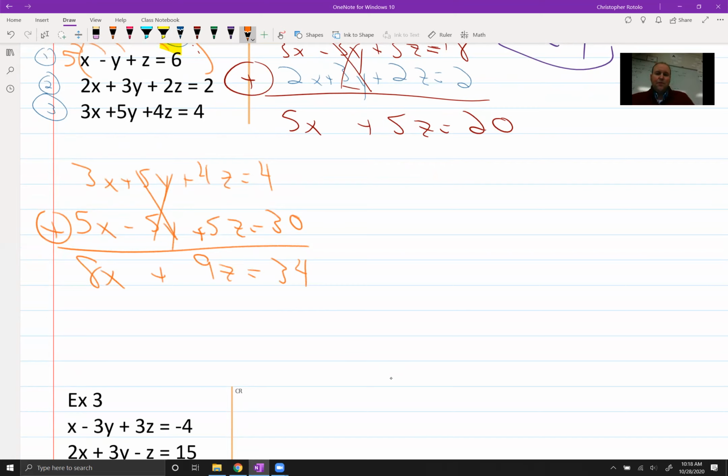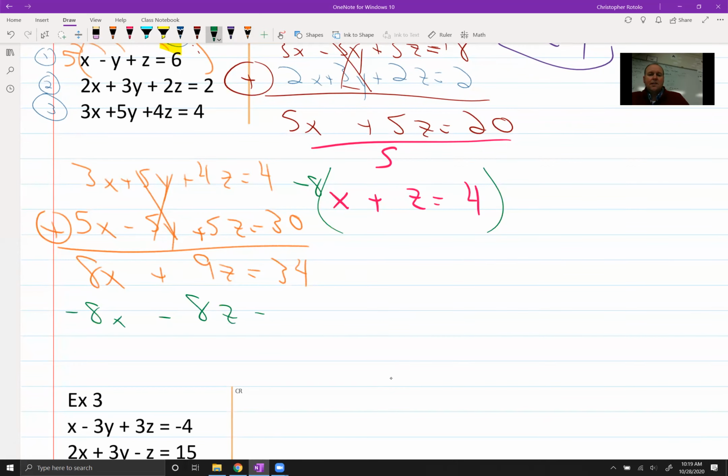Okay. Not our favorite equation to work with, but definitely something we can do. All right, so I have x's, I have 5 and 8. I have z's, I have 5 and 9. All right, hold on. Take a look at this other equation over here, 5, 5, and 20. What can I do to this whole equation? Yeah, let's divide it by 5. So I have x + z = 4. And now all I have to do is multiply this one by either -8 or -9. So I'm going to use -8. So -8x - 8z = -32.